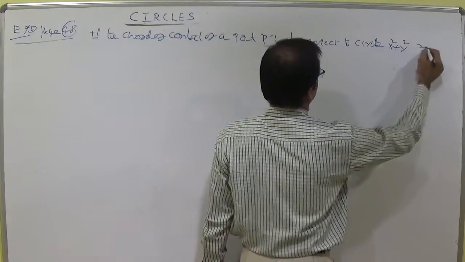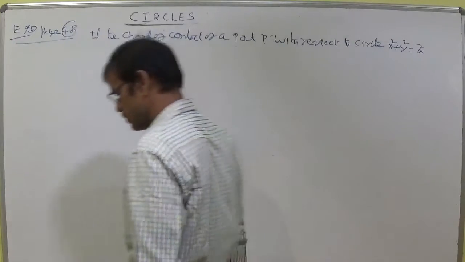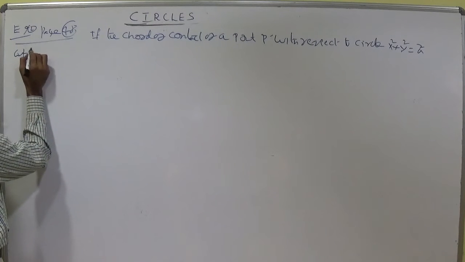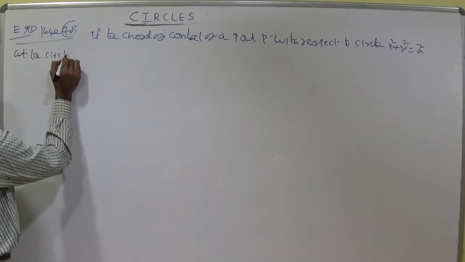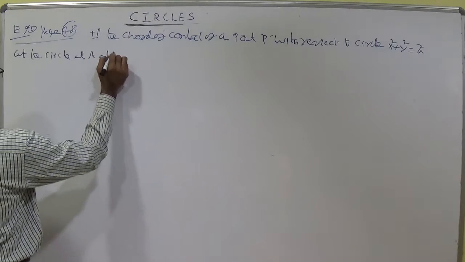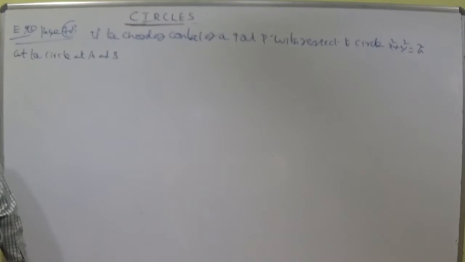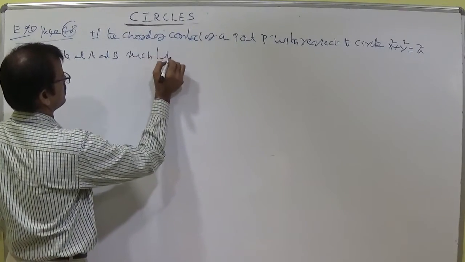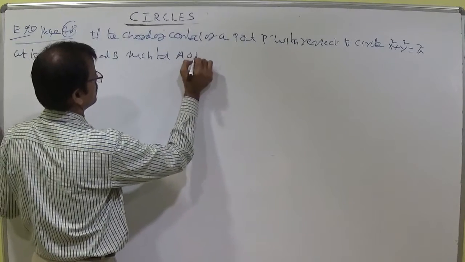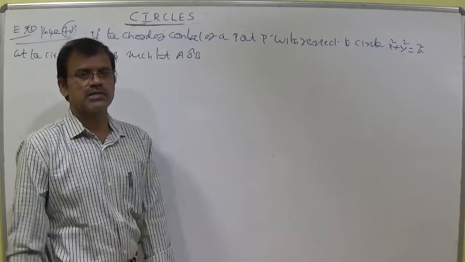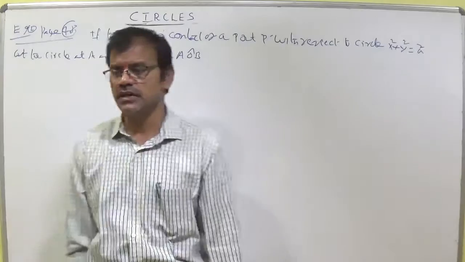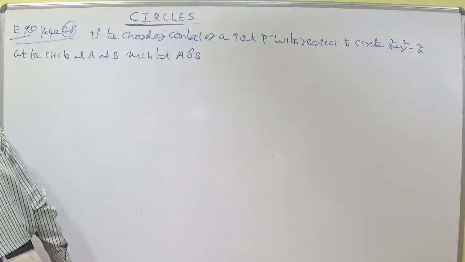x square plus y square is equal to a square cuts the circle at A and B such that angle AOB is equal to 90 degrees. Angle always indicates the middle letter, so the angle at O is 90 degrees.